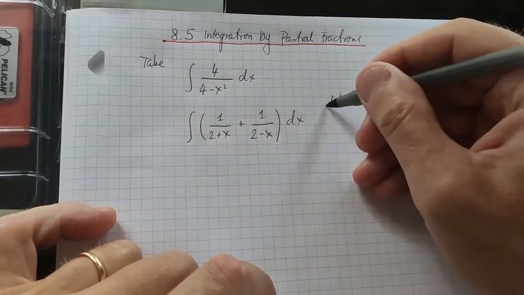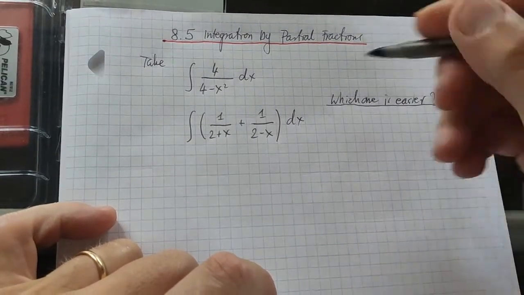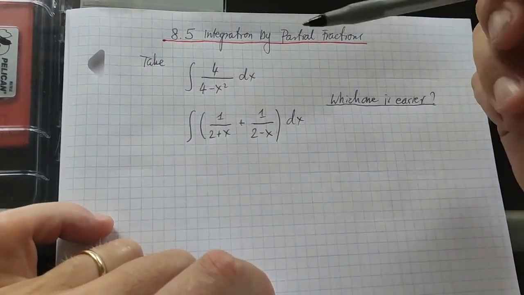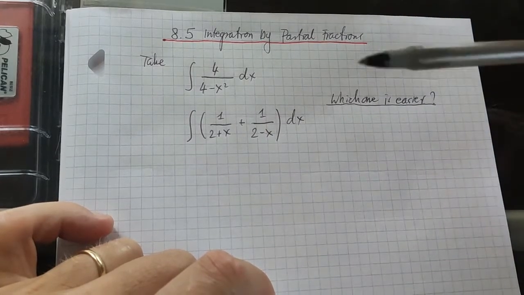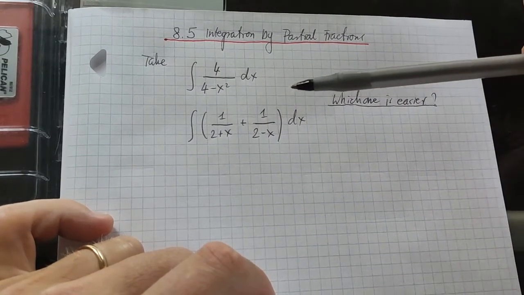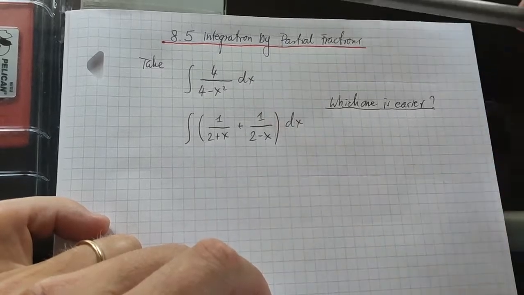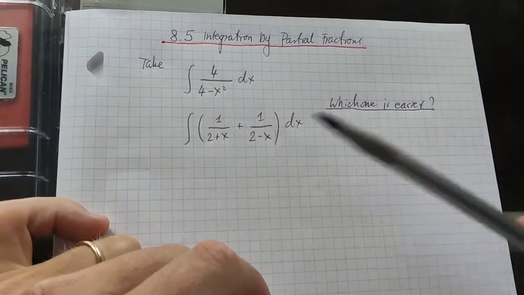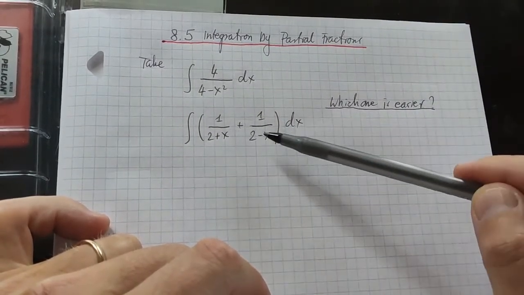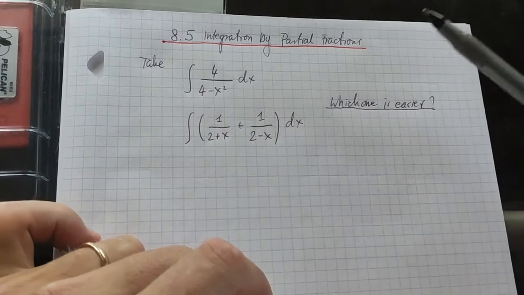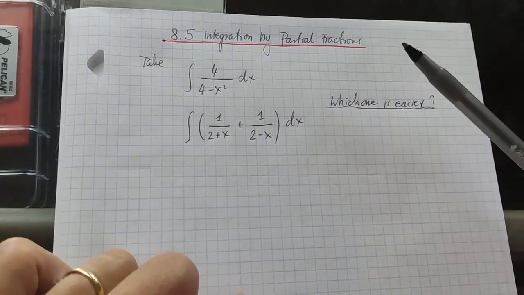So I hope you can see that the first one, we can't do substitution. I'm not really sure how I would do this, but the second one looks quite easy, right? It's just log of this minus log of that, plus c.